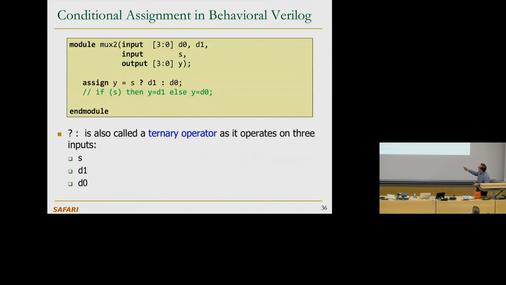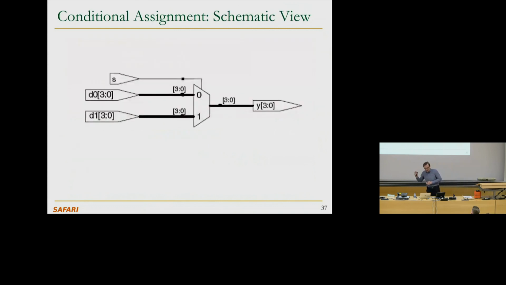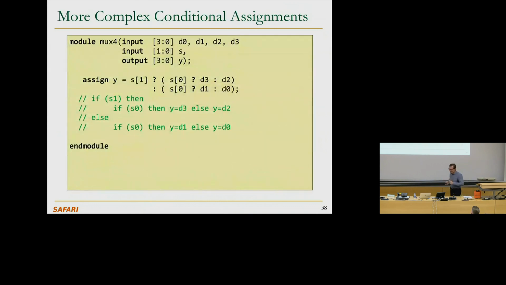Okay, so this is also called a ternary operator. It operates on 3 inputs, and it basically gives you an if-then-else construct. If you know about it, it's nice. So now it's becoming very similar to any programming language that you may know of, right? In the end, it's a programming language.